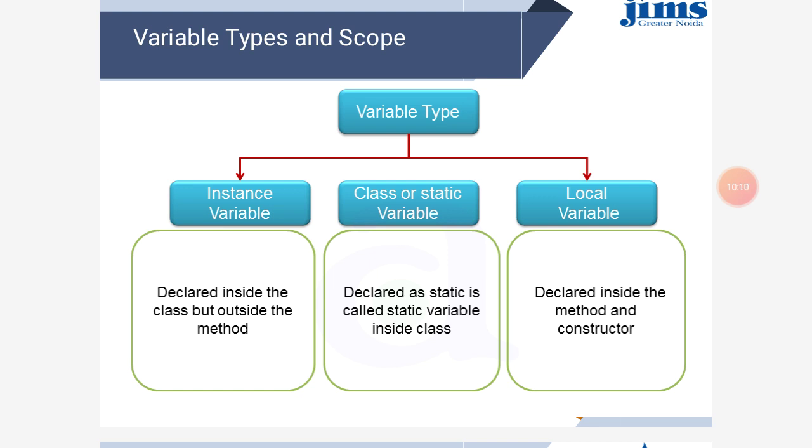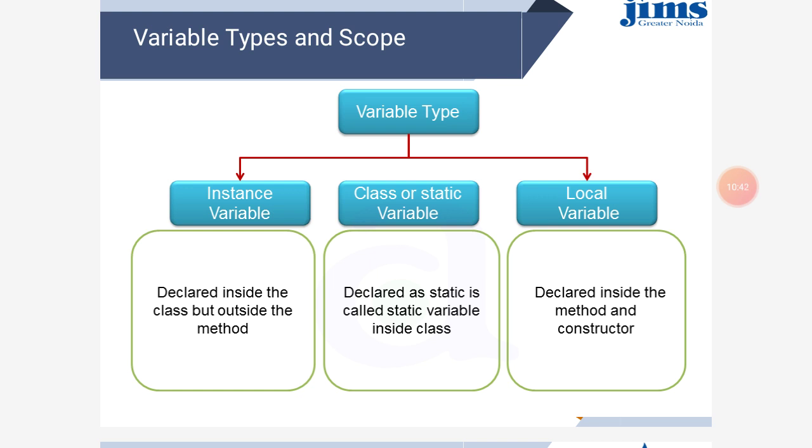So what does an instance variable contain? It is declared inside the class but outside the method. So instance variables are actually attributes of a class. Like if you talk about a student class, then for any student, his name, his class, his roll numbers are mandatory. So these attributes are known as instance variables, and these variables must be defined outside the method.